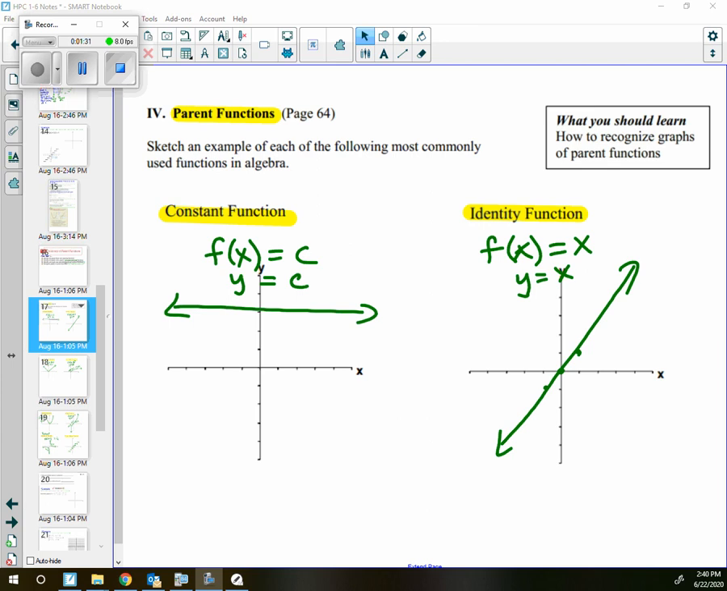So constant function, value is always the same. So y equals a number. So domain is all reals, range only whatever that output is. Identity function, y equals x, or f of x equals x. Remember, we can write them in their function notation form or just their y equals. Identity: 1, 1, 2, 2, 3, 3. The x value is the same as the y. Domain all reals, range is all reals.